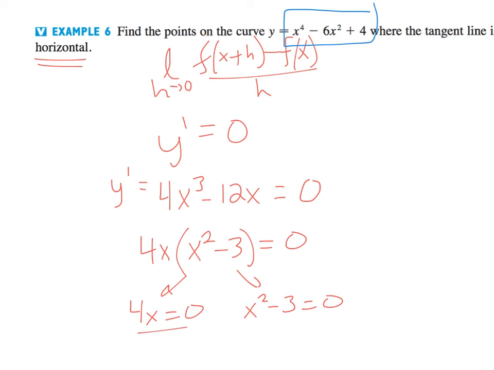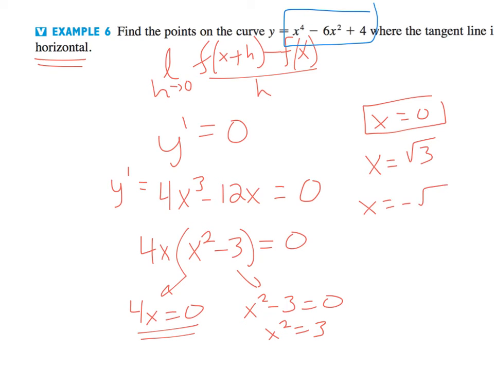Solving the first equation, that simply means when x is 0 is one point where the tangent line is horizontal. And if we solve our other one by adding 3 and taking the square root, remember we have plus or minus, so that means also square root of 3 and the last spot would be negative square root 3 is when our tangent line is horizontal as well along this curve.